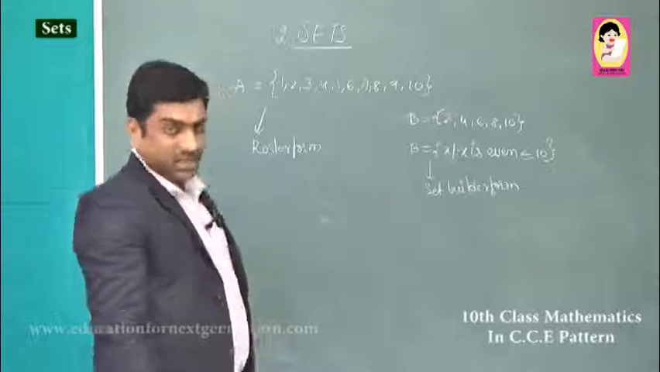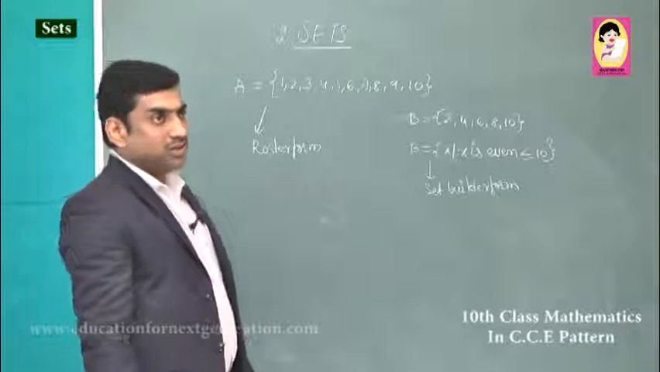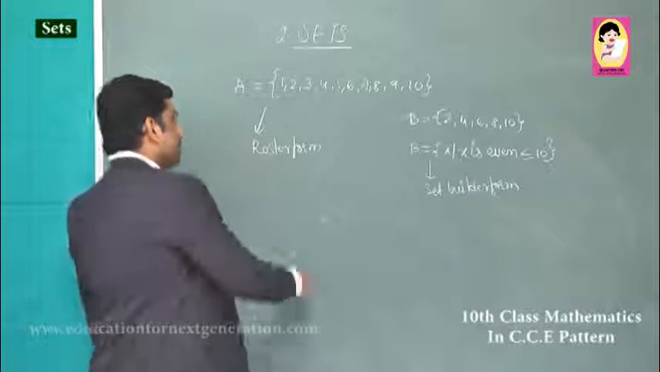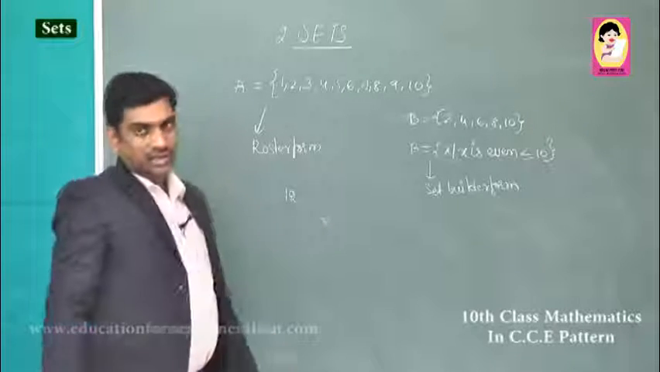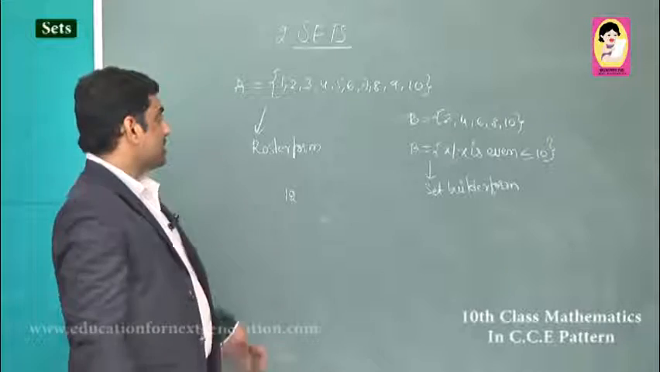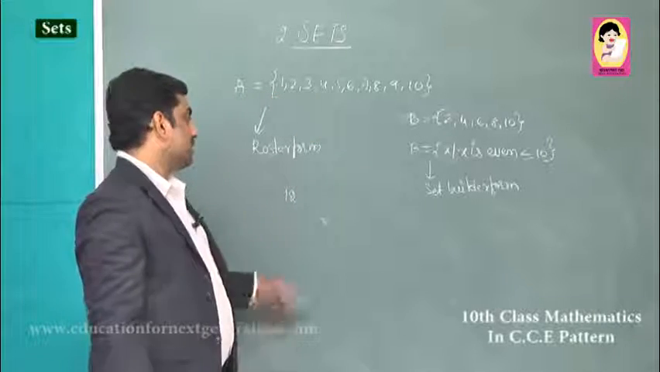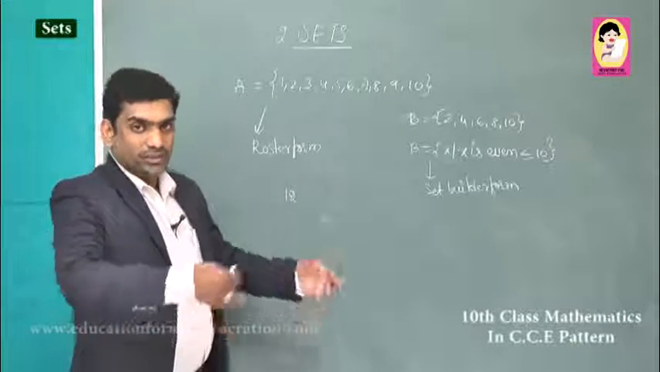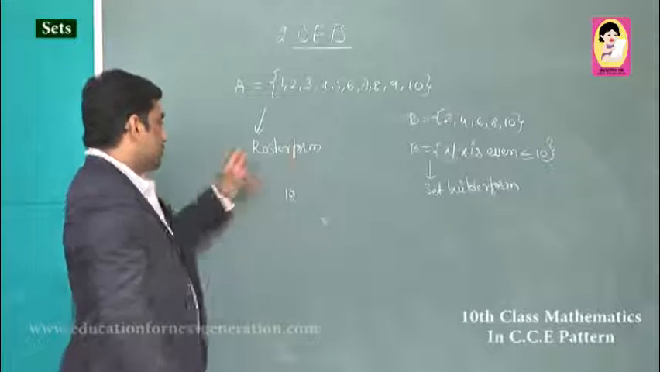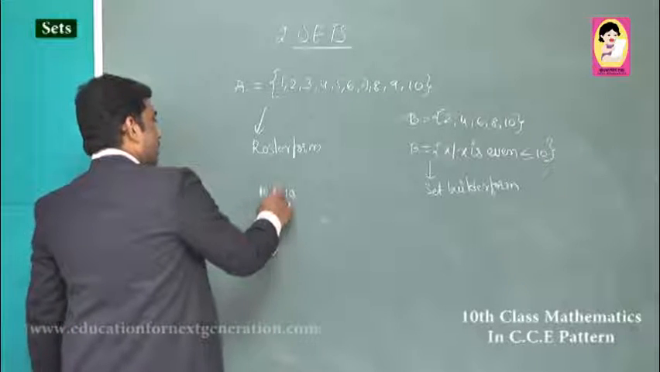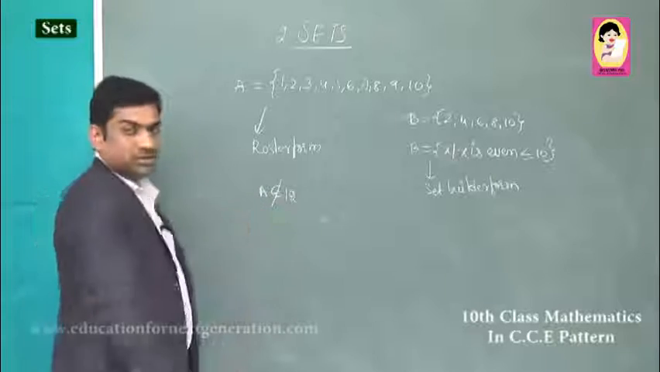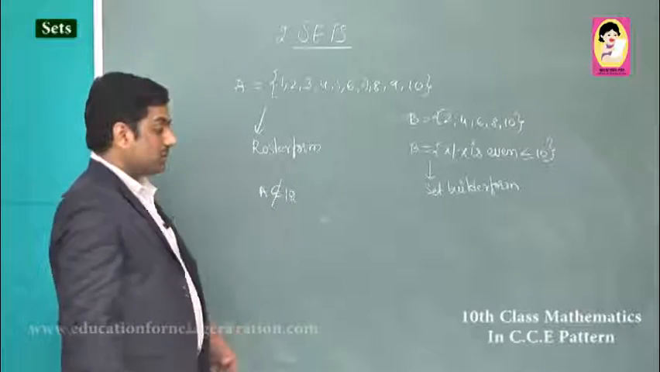Now, if somebody asks me to check whether the element 12 belongs to set A or not, how do I check? First I will read the elements. 1 to 10 elements are there. In those elements 12 is not there. How can I present it on paper? Here 12 is not there in the set, so 12 does not belong to A.